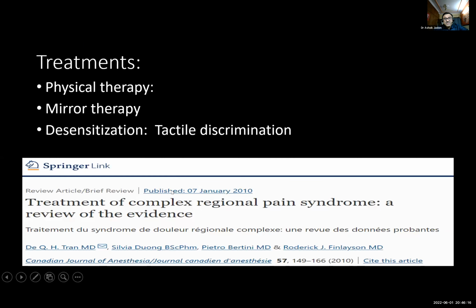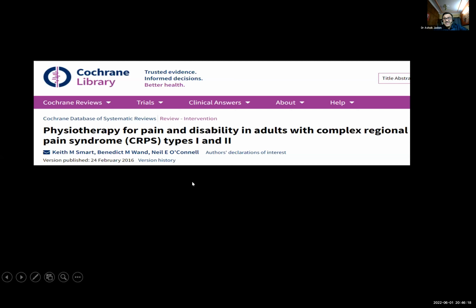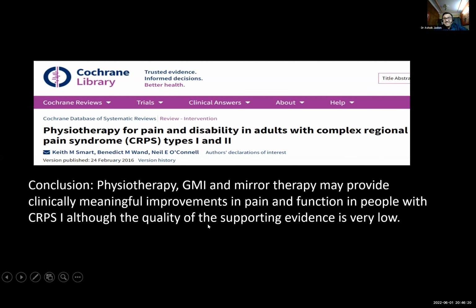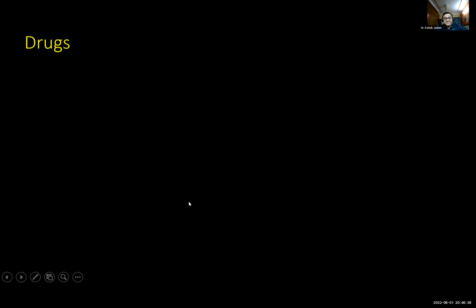Like this review article and later this Cochrane review, both have shown that physiotherapy, graded motor imagery and mirror therapy all help in patient management. However, the evidence is low. And of course, many more studies are required before strong evidence comes up.